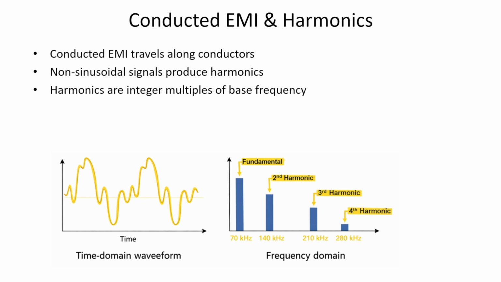Any non-sinusoidal signal contains harmonics, which are integer multiples of a fundamental frequency. For example, a signal at 70 kHz will naturally produce harmonic energy at 140 kHz, 210 kHz, 280 kHz. Even if the harmonic amplitudes are lower, system components can amplify or selectively couple them.